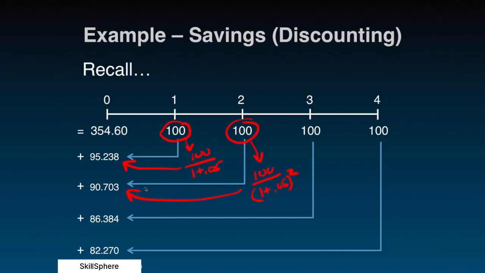And that got us the second cash flow, and so on, and then we could add these cash flows because they're all in the same time 0 units, and that produced our answer of $354.60.